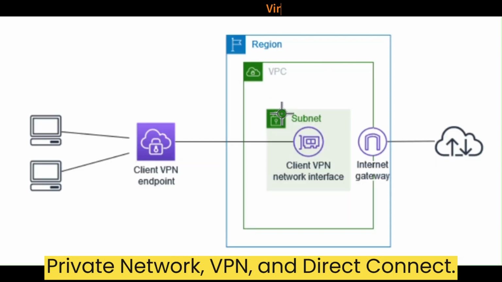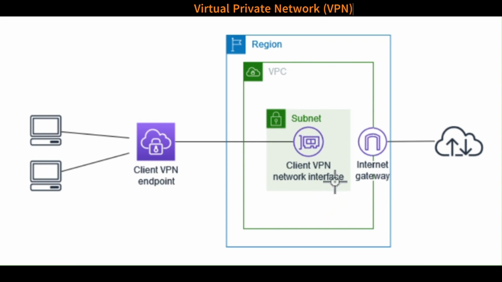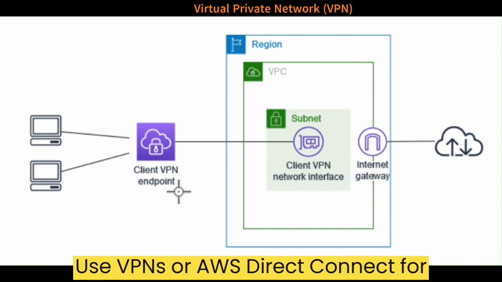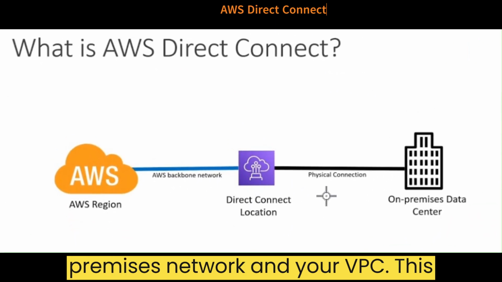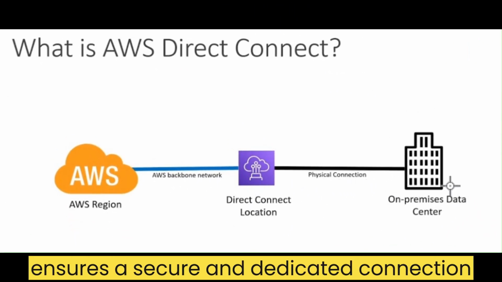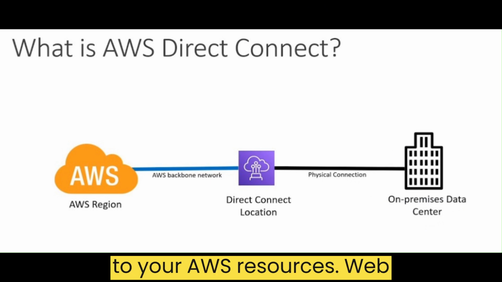Virtual Private Network, VPN, and Direct Connect. Use VPNs or AWS Direct Connect for secure connections between your on-premises network and your VPC. This ensures a secure and dedicated connection to your AWS resources.